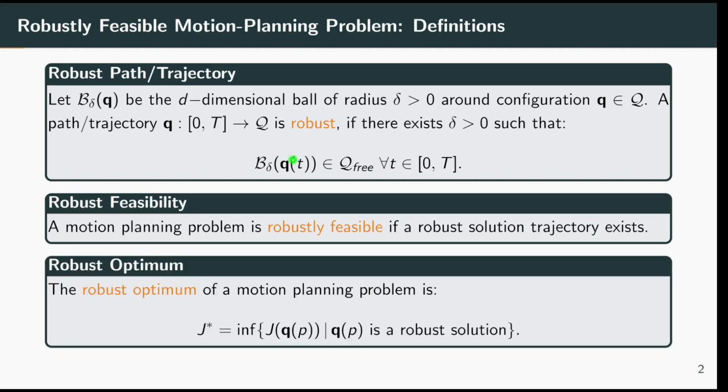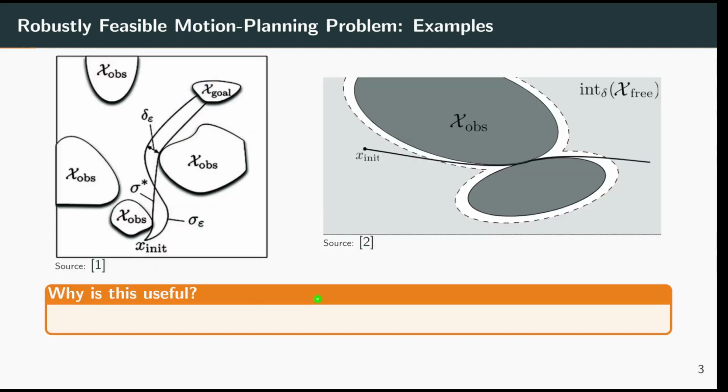And then you can also extend it for optimality. So if you're interested in a robust optimum, then you would first constrain your solution space to have only robust solutions, and then essentially take the minimum of all of these solutions, and that would be your robust optimum of your motion planning problem. Okay, so that's very abstract.